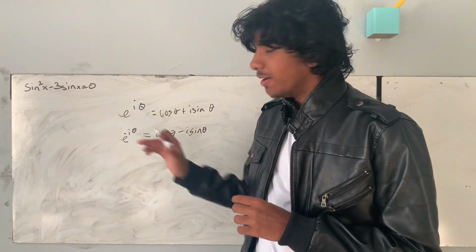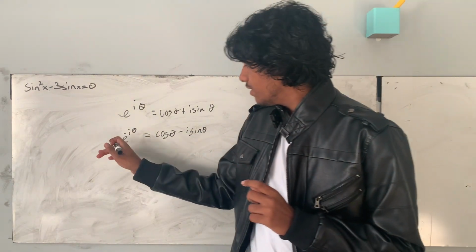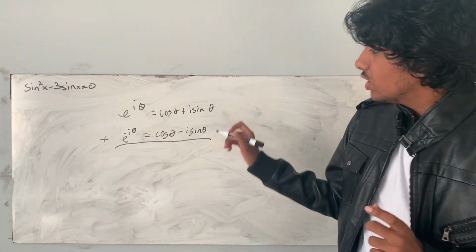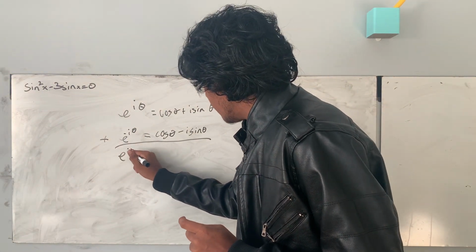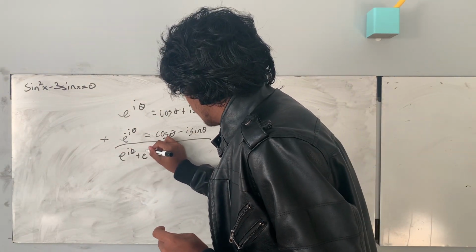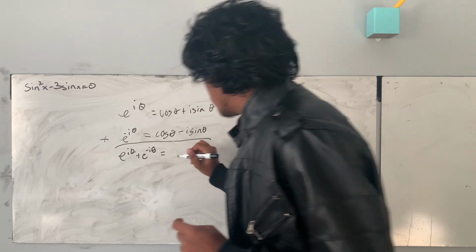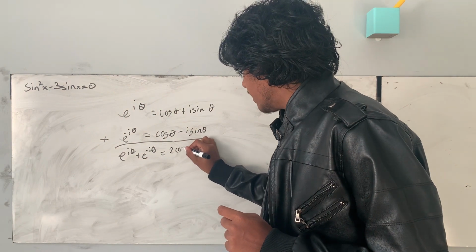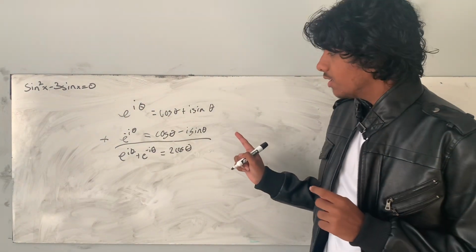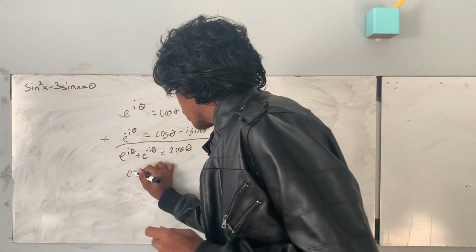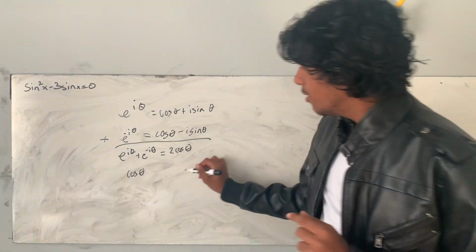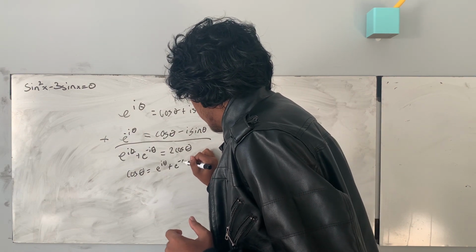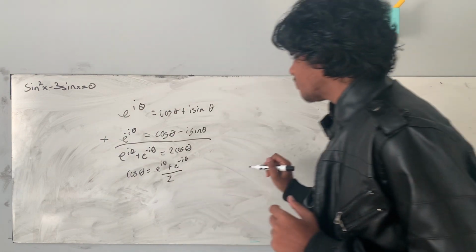So what we can do is add them and subtract them and see what we can get. Let's first add the two equations. Here we have e to the i theta plus e to the negative i theta has to equal, when we add these, the sine terms go away, 2 cosine theta, because you're adding two cosines. Divide the 2 on both sides. Cosine of theta in the complex world is the same thing as e to the i theta plus e to the negative i theta all over 2.